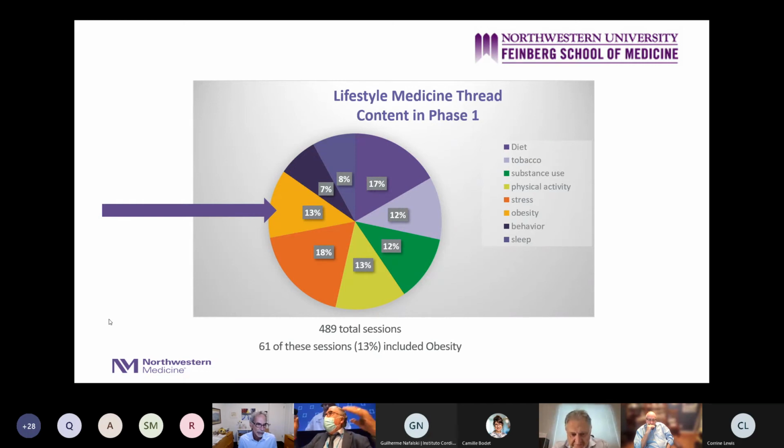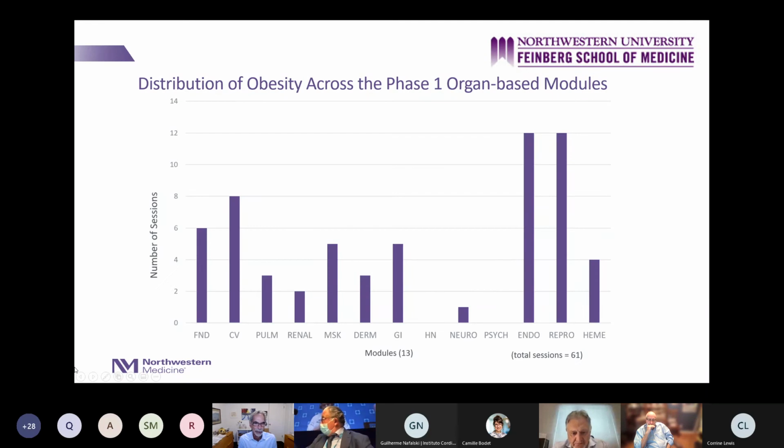And the next slide shows, for those of you who do teach undergraduate, if you do, these are all of the organ-based modules in our medical school, and these are the number of sessions that deal with obesity. So we are able to successfully integrate something about obesity in almost every module that a medical student learns. We didn't get anything in head and neck or in psych, but we got it in all the other modules, which means obesity touches all of the organ-based systems. So that's the way you integrate it rather than having a separate course. Next slide.